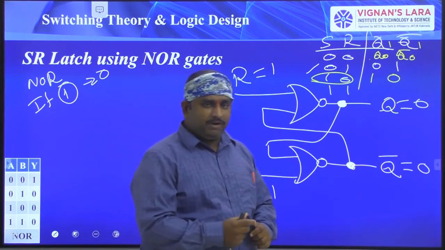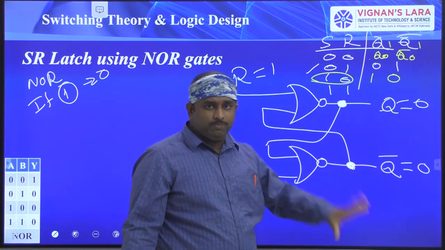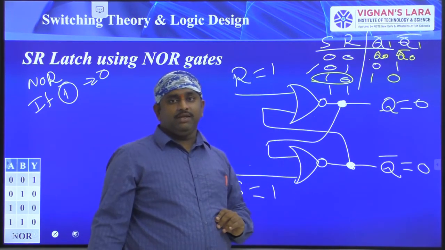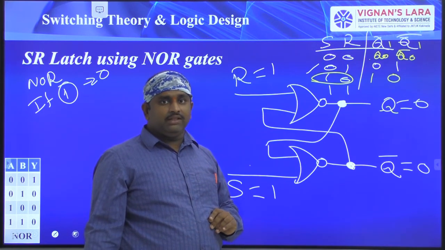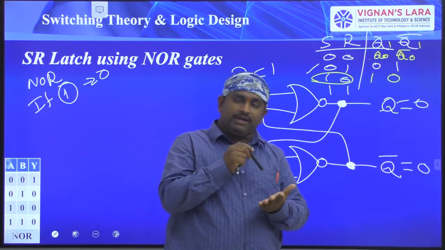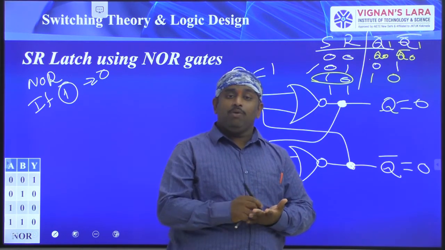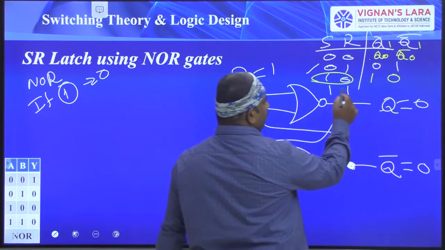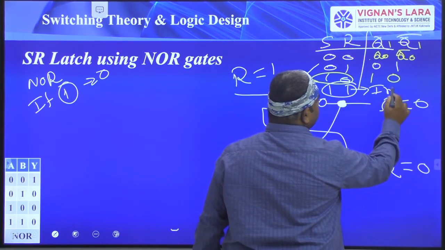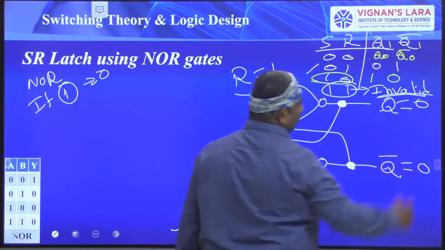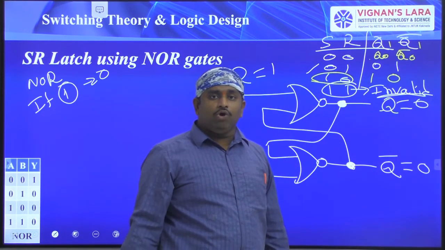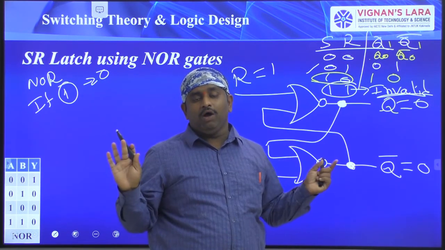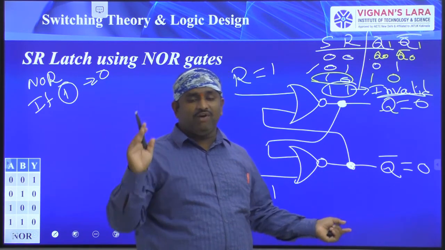I said previously that Q bar must be the reverse of Q. If both seem to be the same value, that is the invalid state. That is the invalid condition. Our latch may be in the reset condition or the set condition. Can both conditions be available at the same time? No, it is not possible. So here this 1-1 combination is an invalid state. At this time there is no output. If you give 1-1, the output is the invalid state. You don't take that input combination. There is no output. That is the invalid state.